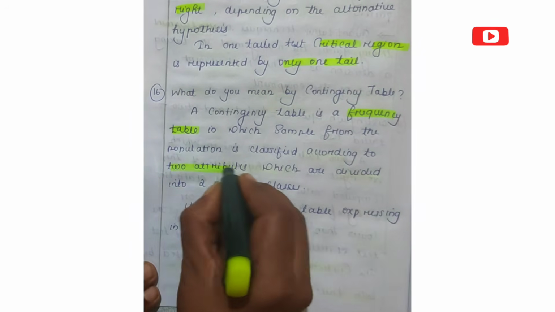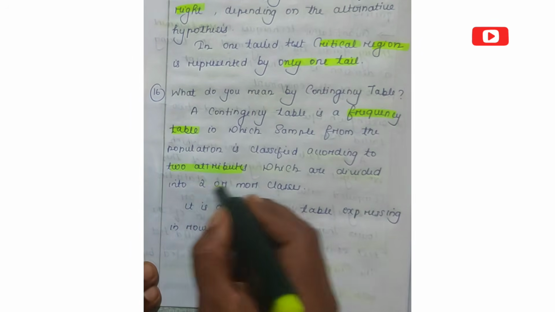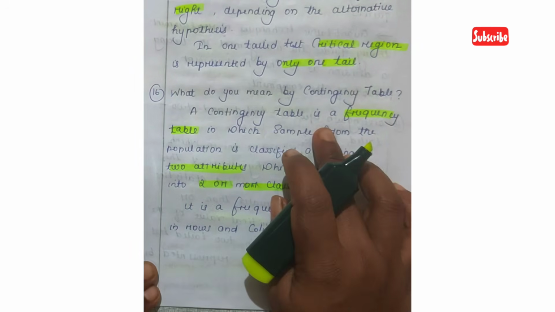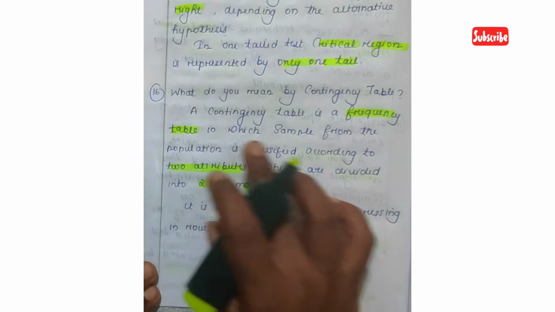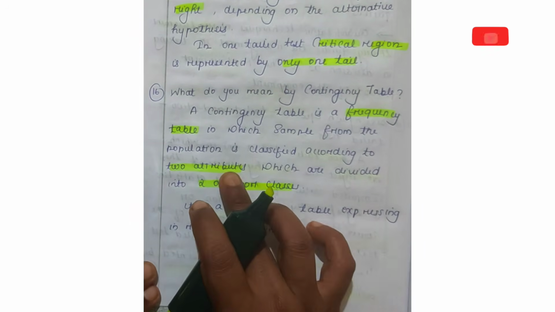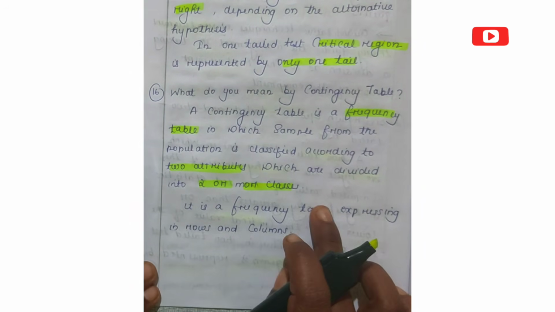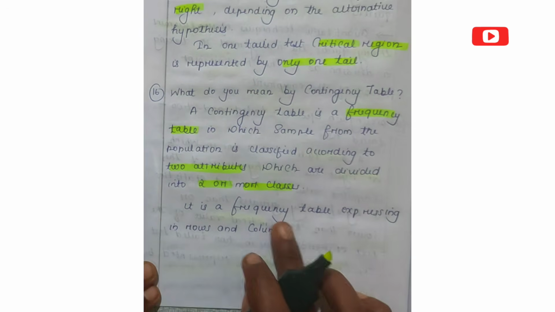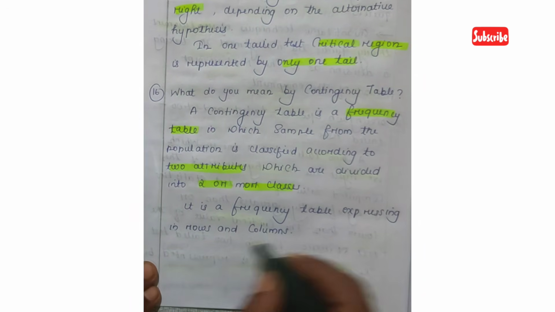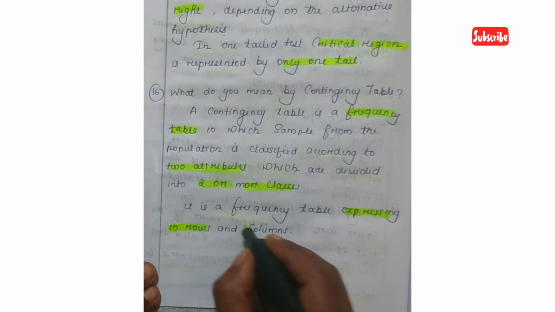According to two attributes which are divided into two or more classes. Okay, so contingency table എന്ന് പറയുന്നത് ഒരു frequency distribution ആണ് in which sample from the population is classified according to two attributes which are divided into two or more classes. It is a frequency table expressing in rows and columns.